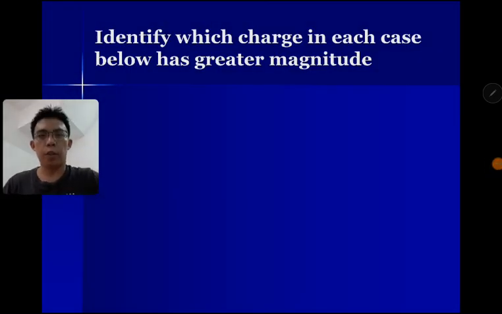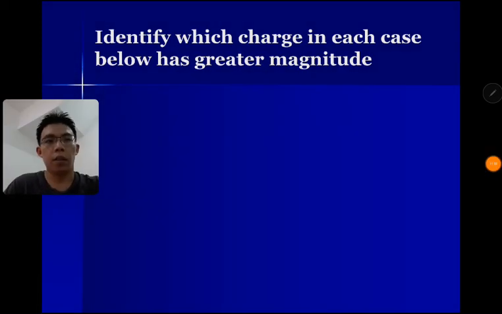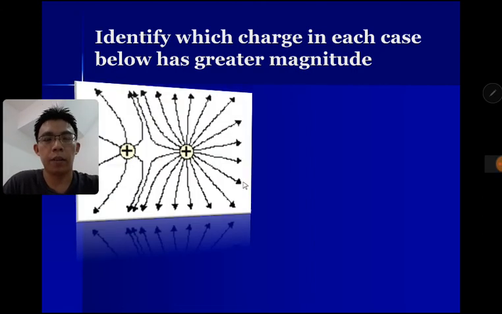Okay, now let's try to play a quick game. I'm going to show you a few diagrams. Inside there are some charges and a few lines. You need to identify which charge in each case has a greater magnitude of charge. I'm going to show you two charges, left and right, and you need to identify which one has the greater magnitude. You have about one second for each case. Let's start.